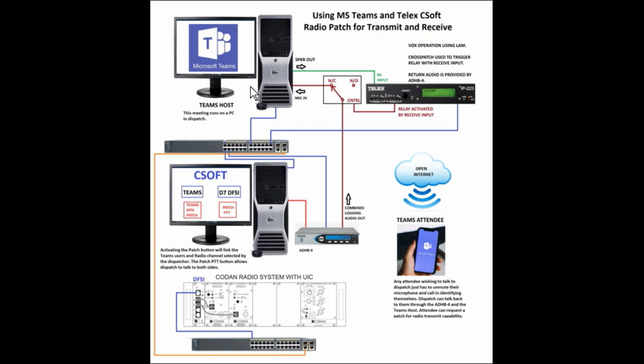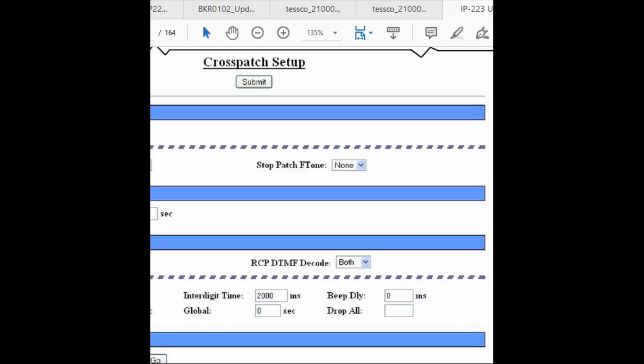The thing that I needed to be able to do was to have a relay occurrence happen during the receive input so that I could switch off the audio going in, so I didn't create a feedback loop with the audio going all the way through the system and back out. So to get that relay action, what I did was I just used the IP223's.